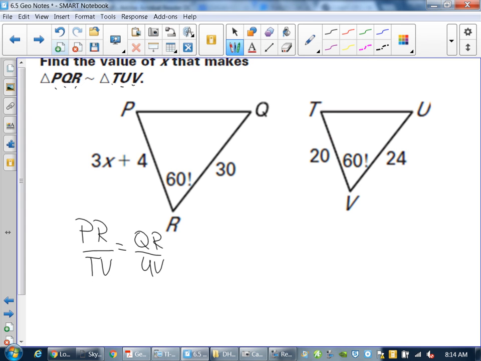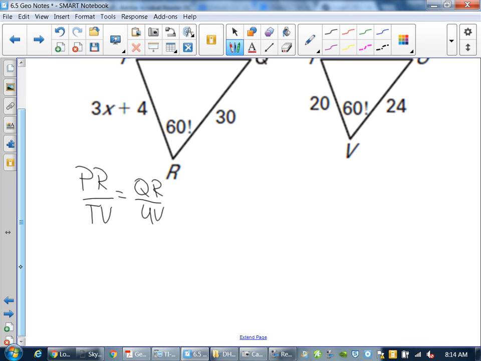So let's see. 3x plus 4 is to 20. That's 30 is to 24. Now, could I use 30 over 24, or could I simplify that and use a scale factor? Yeah, I would simplify it just because it's a little bit easier, because I don't have a calculator in my brain. But I know that 30 over 24 are both divisible by 6. So you get 5/4.